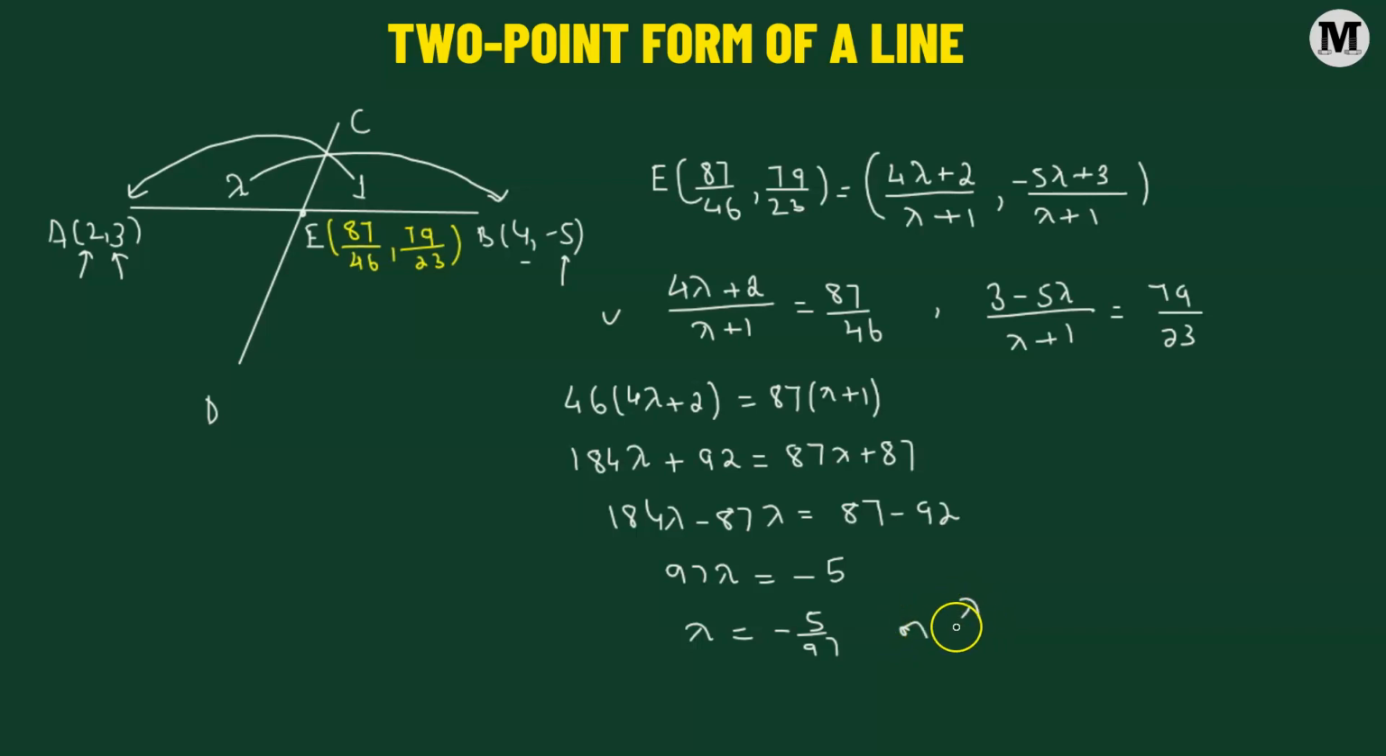Or if we take the ratio lambda is to 1, that's 5 is to 97. Now the negative symbol tells us that actually it's not an internal division, it's an external division. So that means we have to write here externally. So we finally obtained the ratio in which CD divides the line segment AB: the ratio 5 is to 97 externally.